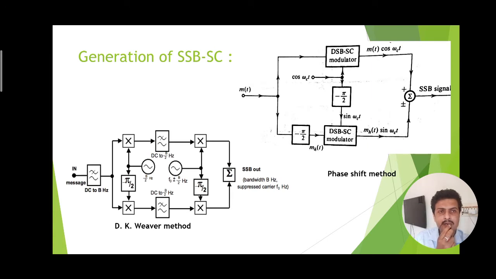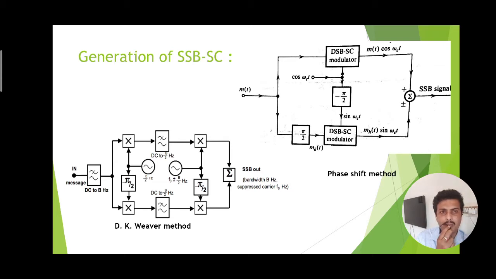Now for the generation of the SSB-SC signal, there are two methods of which the block diagrams are shown here. One is the phase shift method, another is the Weaver method. So apart from the normal filtering process, these are the two methods which are popularly used for the SSB-SC generation, because SSB-SC has almost all types of applications regarding the analog modulation technique. In case of the phase shift method, the message signal is connected through two parallel lines.